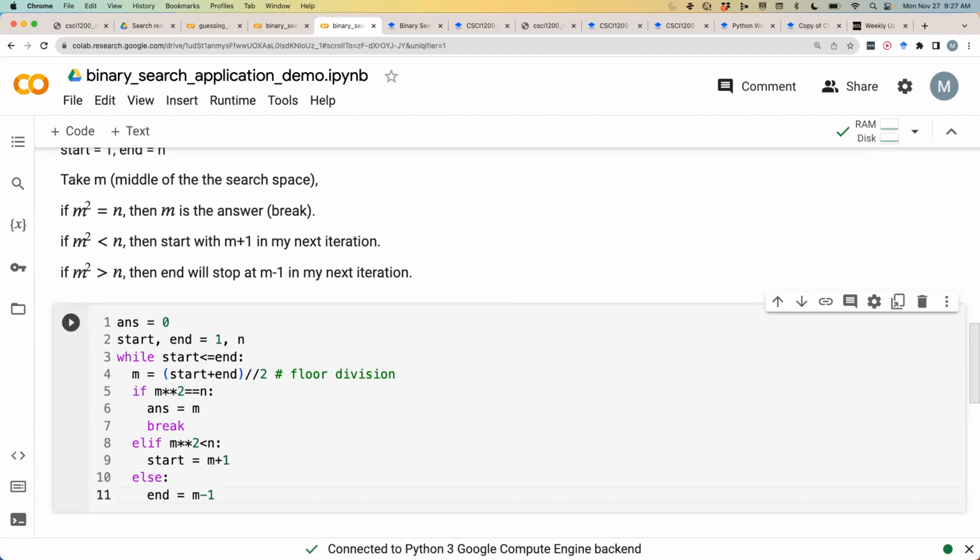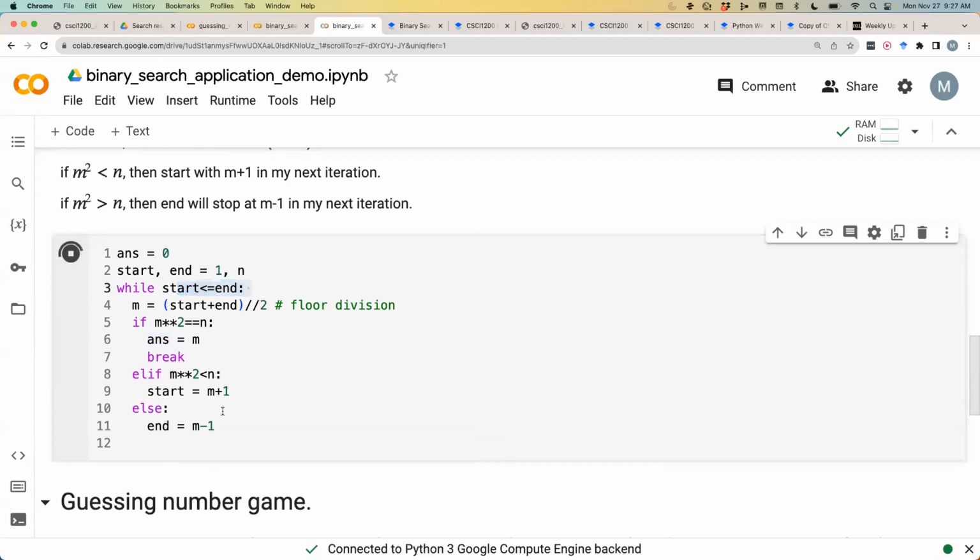Okay, so let's see. Let's be very careful here. I have answer equal to m here. It only seems to break when answer equals m, or when start is more than end. So let's run this.